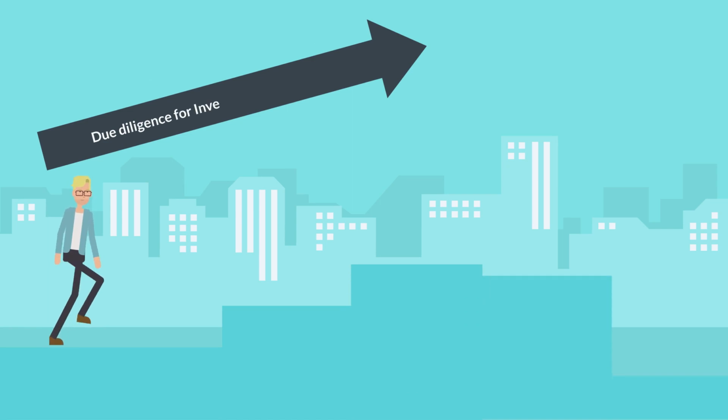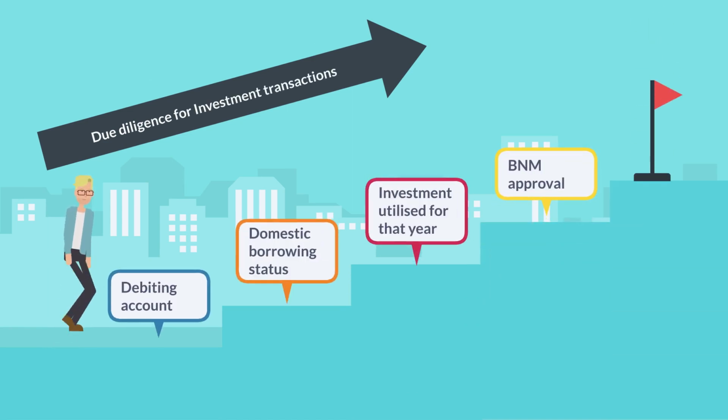In summary, prior to investment transaction, business unit should check the following. Firstly, to check which account is used for the investment. Either ringgit account, trade FCA or investment FCA. Investment limit is only applicable if client debit their ringgit or trade FCA for investment purposes. Secondly, to check domestic borrowing status by the client by obtaining declaration on investment abroad.